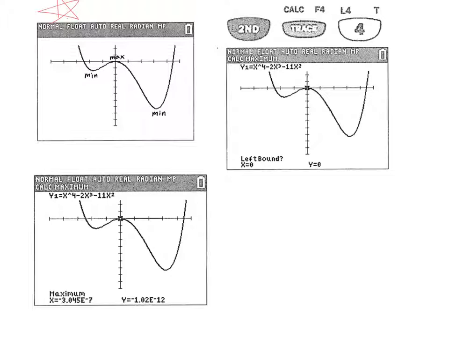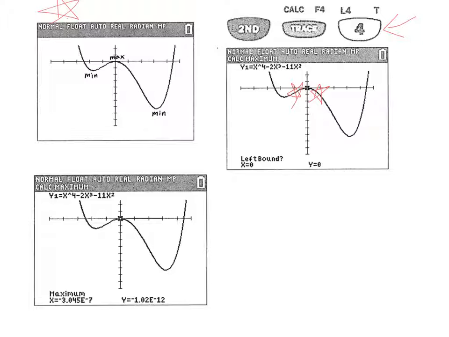So you're going to push second, trace, and choose number 4. We're going to find the maximum first. So number 4 is maximum. Second, trace number 4, and it's going to ask you for a left bound. So you just move the cursor somewhere to the left of that highest point and hit enter. Then it will ask you for a right bound, so you'll move the cursor somewhere to the right of that highest point and hit enter. And then anytime it says guess, you just hit enter. So we end up with the final screen. It gives us the maximum. And notice the E in the answer.